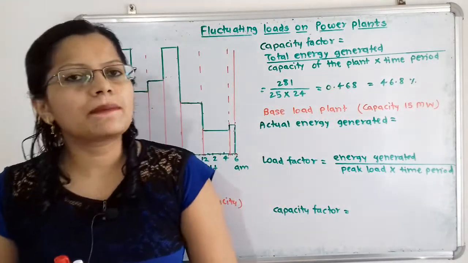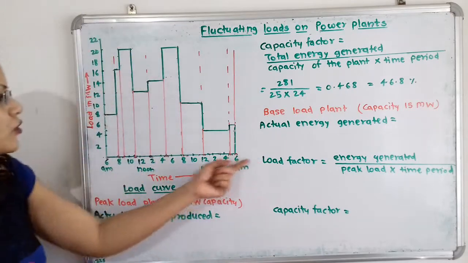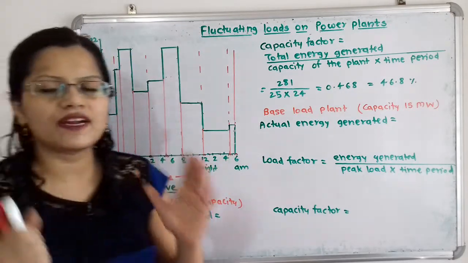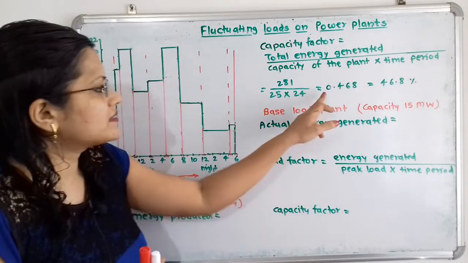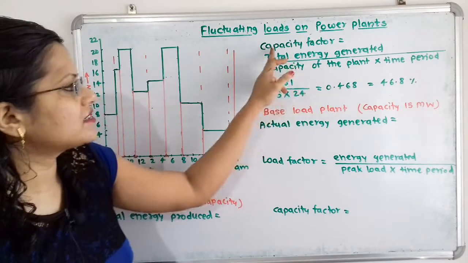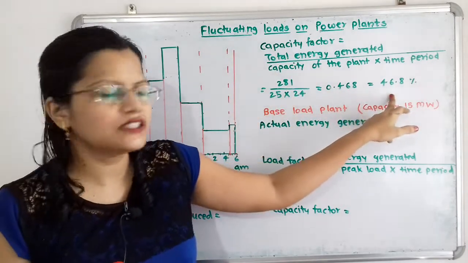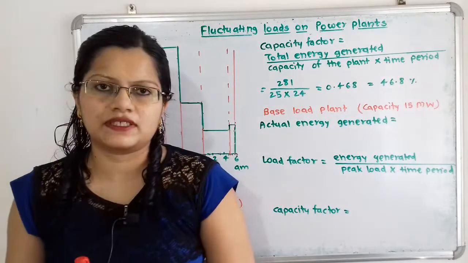So capacity of the plant is given 25 megawatt, and the time period: this load curve is for a time period of 24 hours. So we have to take here 24. So what is the answer? Answer is 0.468. So we will write this capacity factor in percentage. That is, we have to multiply with 100, so 46.8%.